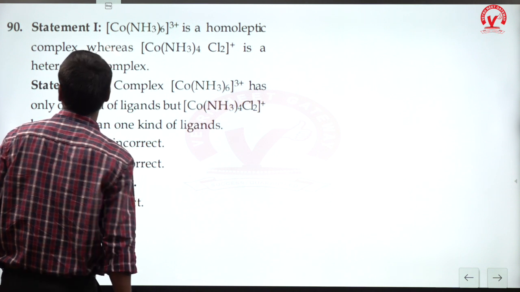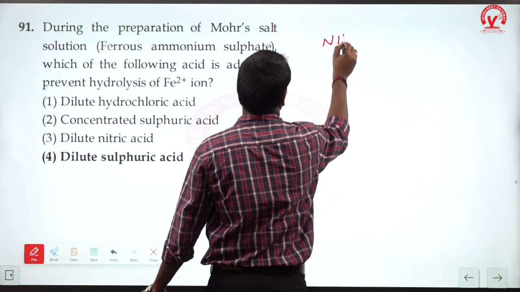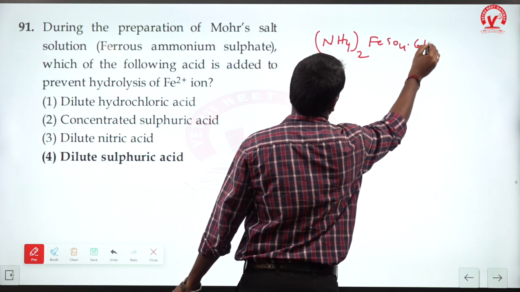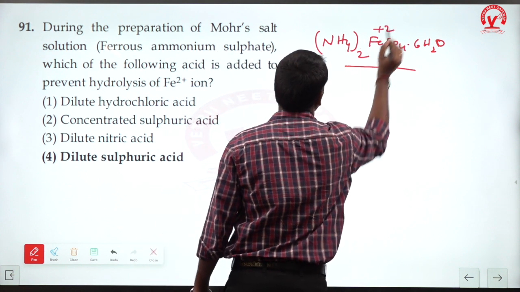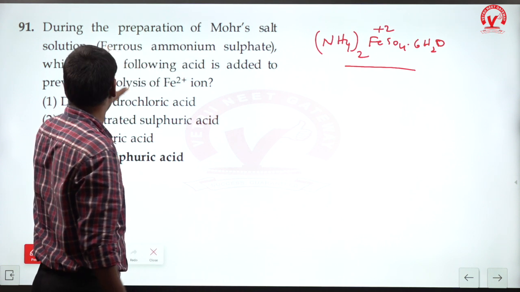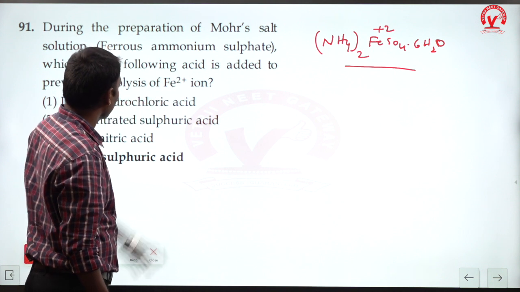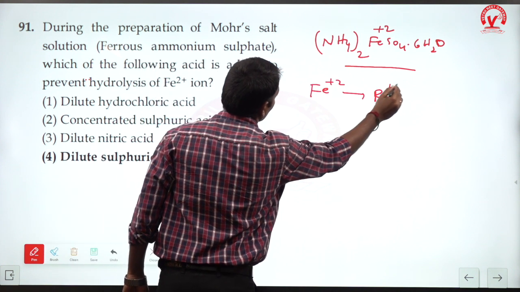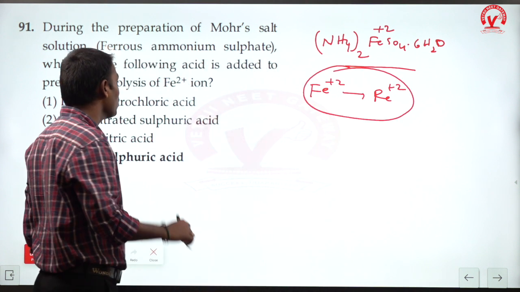Question number 91. Ferrous ammonium sulfate, (NH4)2 FeSO4 6H2O. Right? This is the Mohr salt. Here iron is in +2 oxidation state. During the preparation of Mohr salt solution, ferrous ammonium sulfate, which of the following acid is added to prevent hydrolysis of Fe+2 ion? That is Fe+2 ion changes to Fe+3. So for prevention of this process, which solution we need to add here?